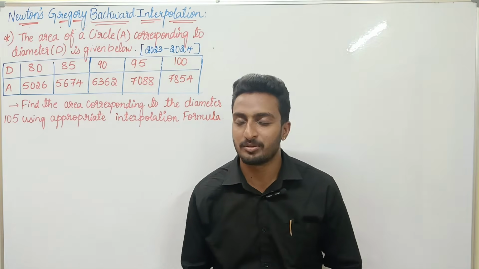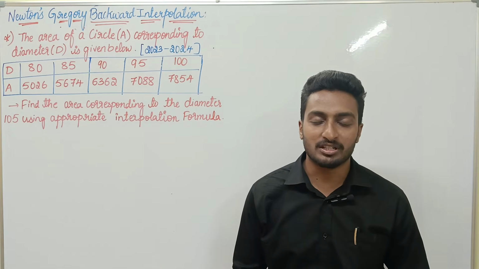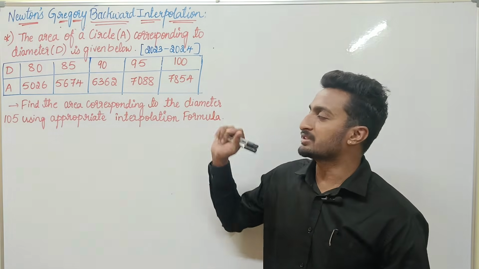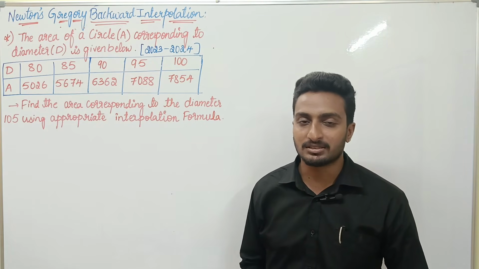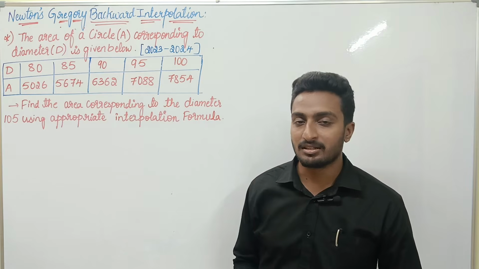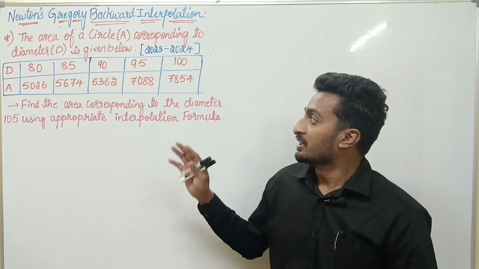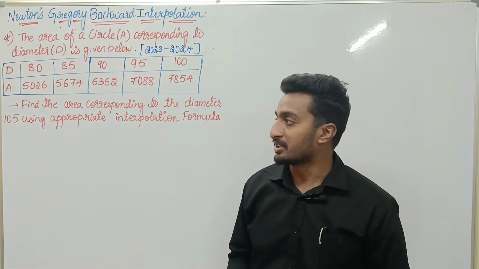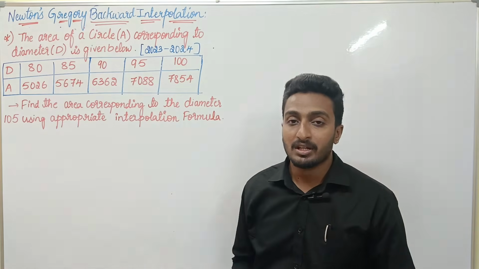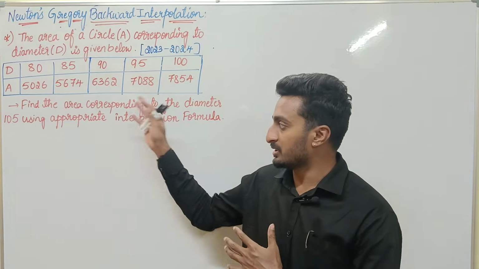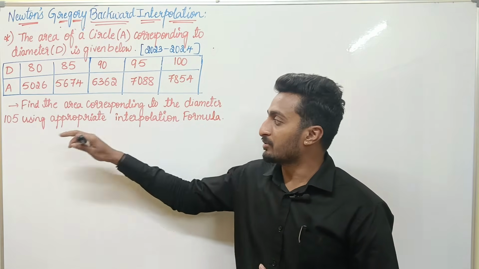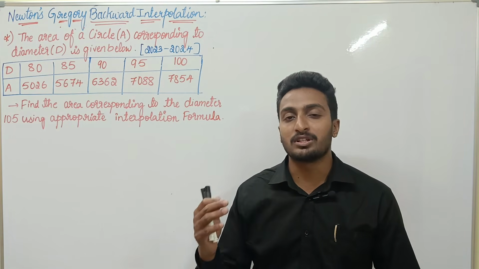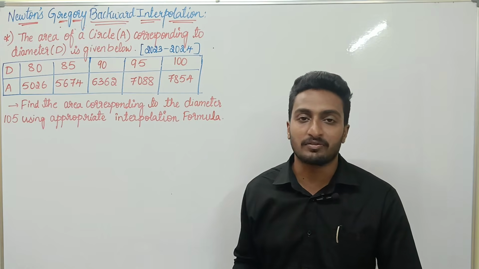Today, let us learn how to solve the problem on Newton-Gregory backward interpolation formula. This is one of the most important questions, which in the last 2 years, 2023 and 24, has been asked twice in the VTU main examination, where we need to find the area of the circle corresponding to the diameter with respect to the given values 80, 85, 90, 95, 100. Considering these values, I am going to find the value for another diameter, 105, using the appropriate interpolation formula. How to represent it, which formula I need to consider, and how to simplify. Now let us see.